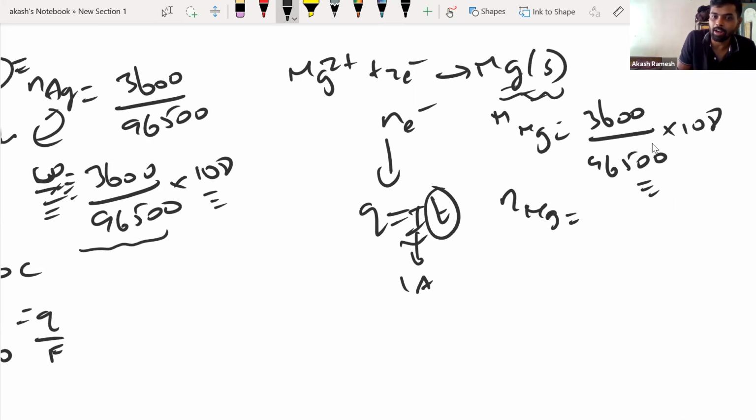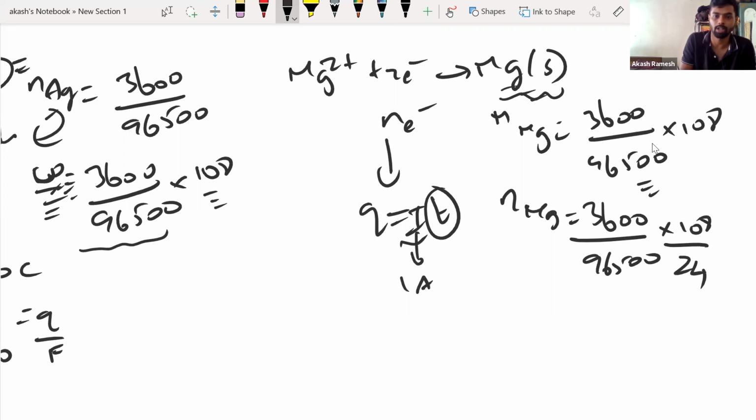So let us calculate the number of moles of Mg now. The entire thing is the given mass, divided by the molar mass, which will give me the number of moles of Mg. So it will be 3600 divided by 96,500 into 108. Now I will divide this by the molar mass of Mg, that is 24. If you put the whole thing divided by 24, eventually it will become like this only. No problem. This is the number of moles of Mg.